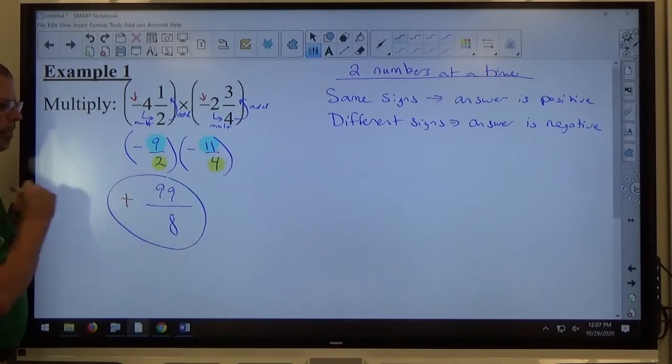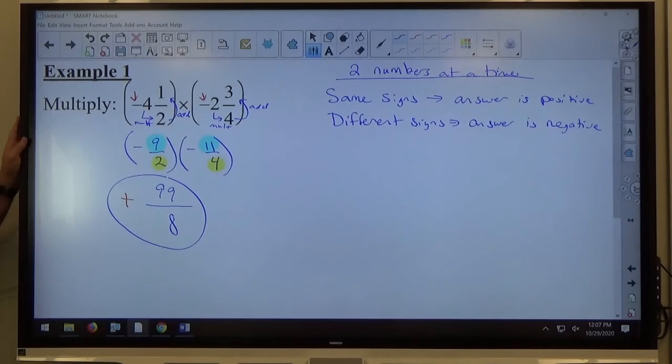That's my answer. And again, leave it as an improper fraction. Do not change it back to a mixed number. It's unnecessary, and it causes one more step that could cause you to get a wrong answer. So this is the right answer. It's an appropriate right answer. Nothing's wrong with it. Leave it in its simplest form, which is this.